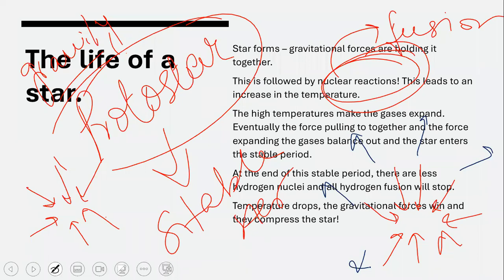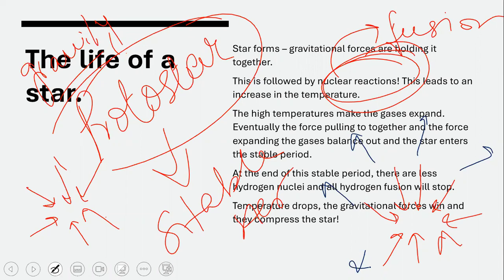Eventually, we will run out of them. Eventually, we will have no more hydrogen nuclei left. That is the end of the stable period. That is when the stable period is going to end, when we have run out of hydrogen for the entire process. What will happen?